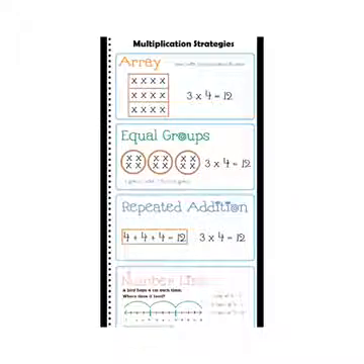Repeated addition is also the same, but you're just adding repeatedly. So you have 3 baskets, so it's 3 4s, because there's 4 apples in each basket. So you do 4 plus 4 plus 4. So it's basically 3 groups of 4. They're all kind of the same. Basically, you're just adding 4 three times.